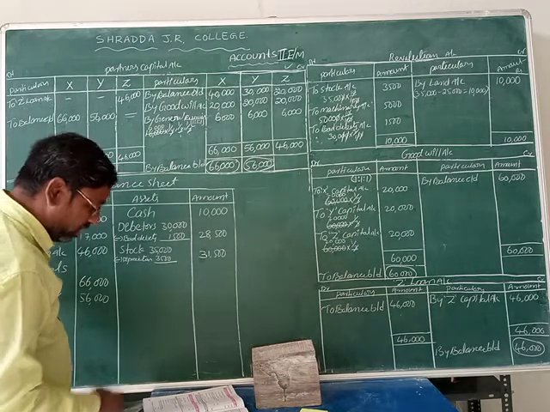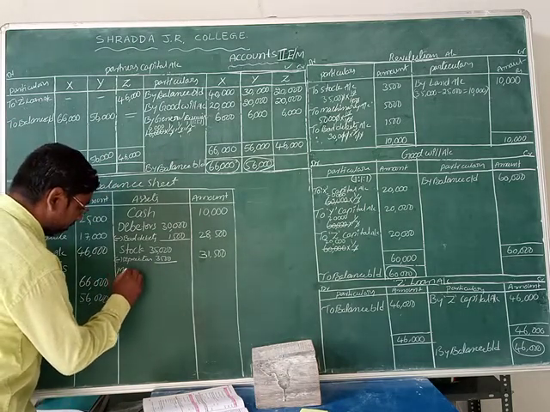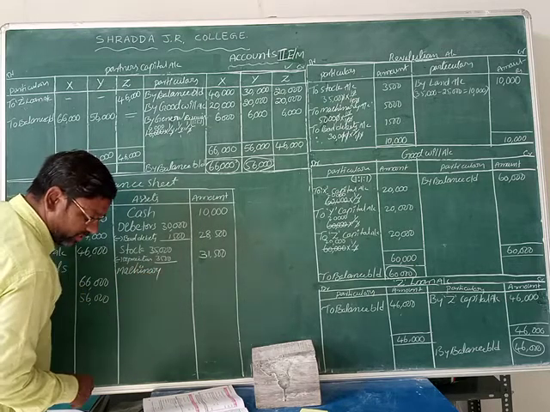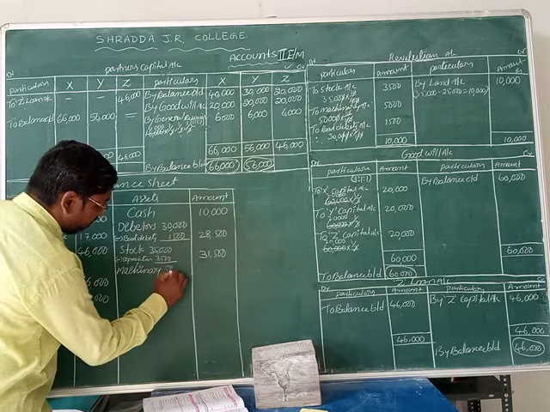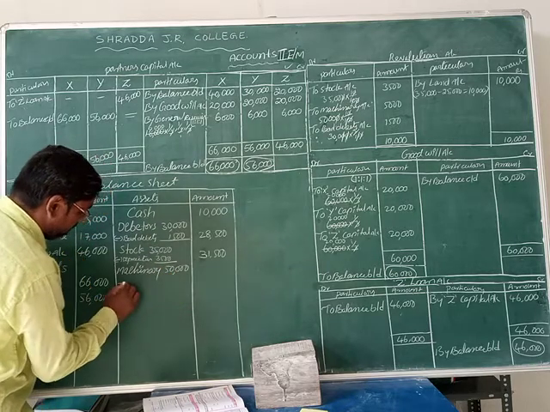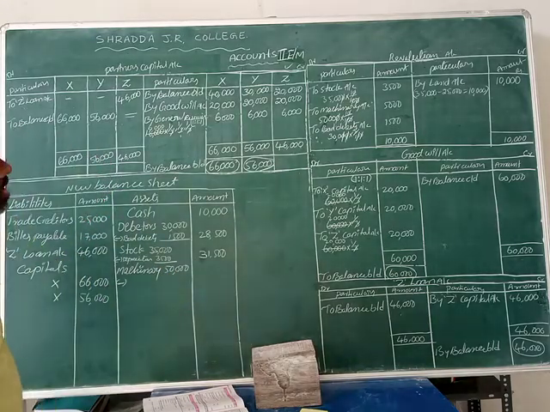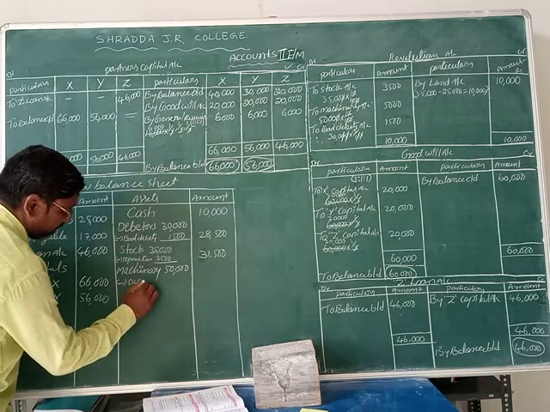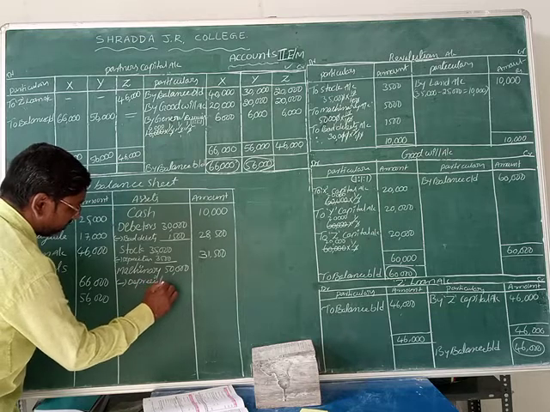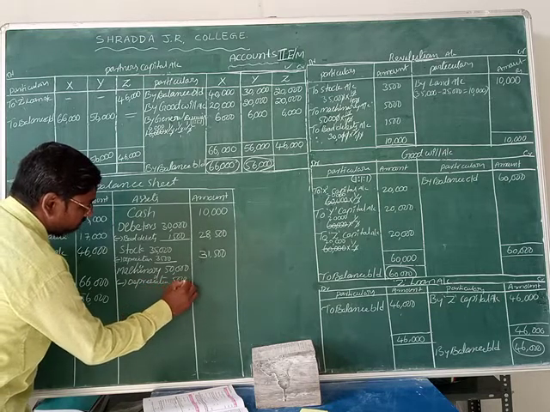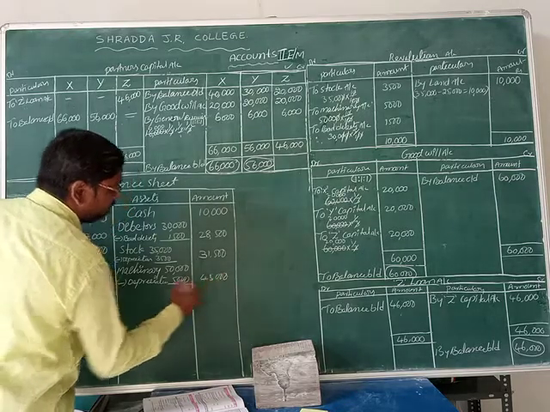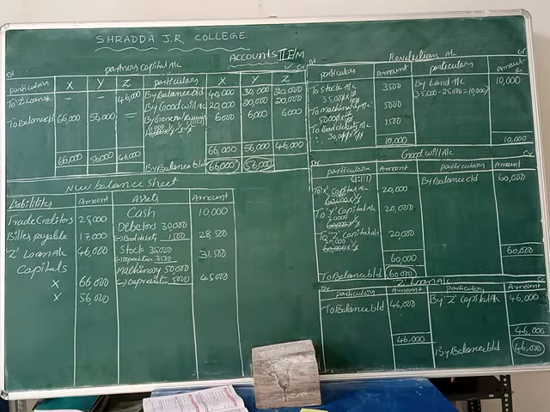Now next one is machinery. What is the machinery value? 15,000 rupees given. Minus, machinery also has depreciation of 5,000. Remaining value is what? 45,000 rupees. Isn't it? 45,000 rupees is the machinery value.